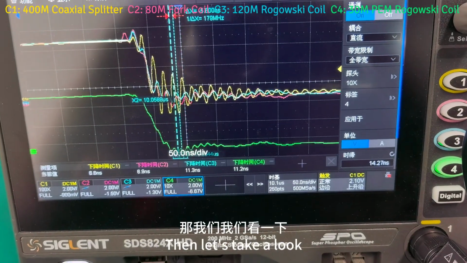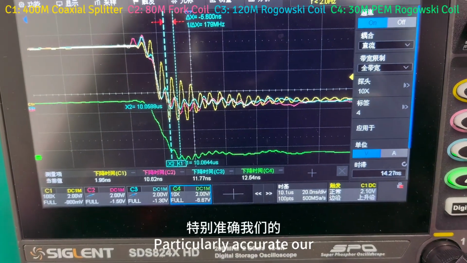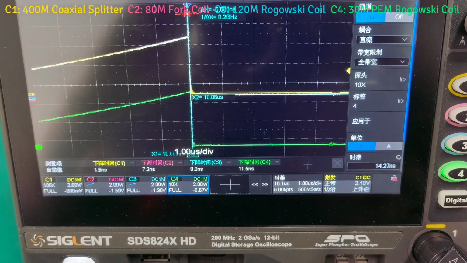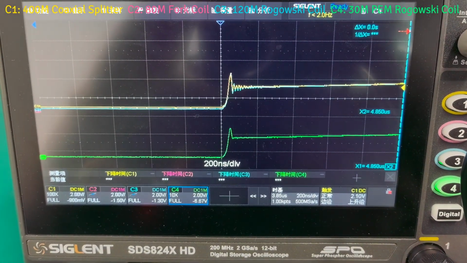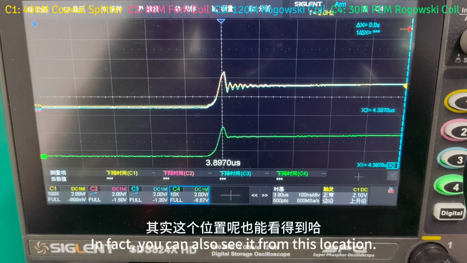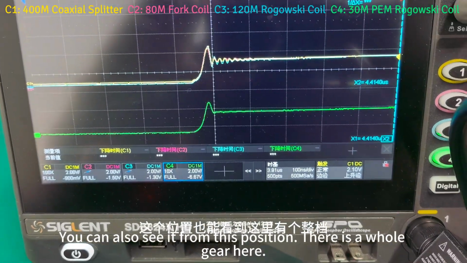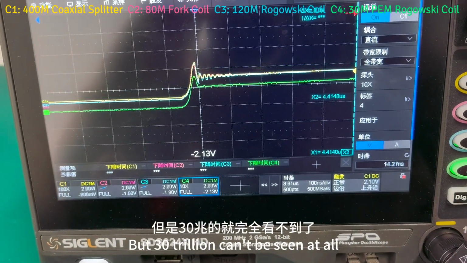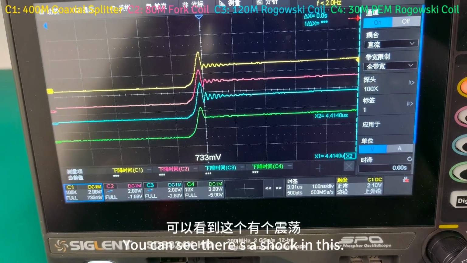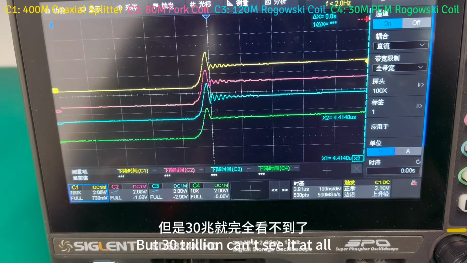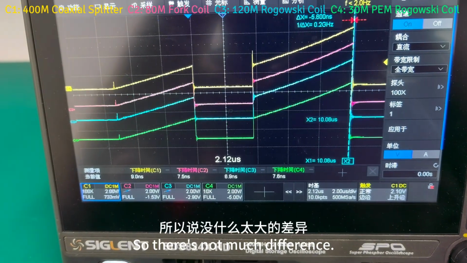Then let's take a look. Because this is already oscillating, the power-down time is no longer read particularly accurately. Take a look at other locations. In fact, you can also see it from this location, and from this position. There is a whole shock here, but the 30 MHz can't see it at all. You can see there's a shock in this, but 30 MHz can't see it at all. This position actually rises more slowly, so there's not much difference.